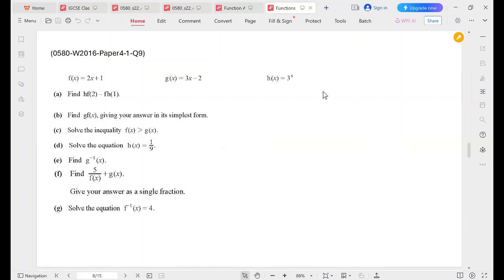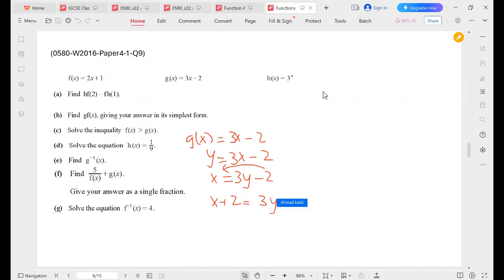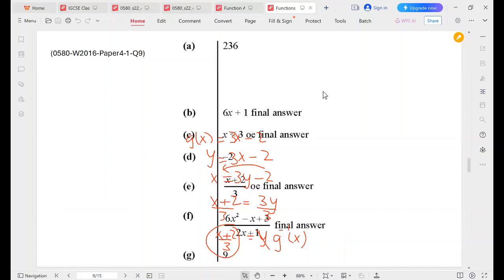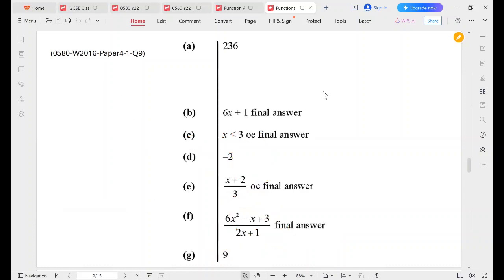In E, we are required to find G inverse of x. So G of x equals 3x minus 2, y equals 3x minus 2, x equals 3y minus 2. We take the 2 to the other side and get x plus 2 equals 3y. And then we divide by 3. So we get y equals x plus 2 over 3 as a final answer. Of course, we can replace y with G inverse of x after we're done. So x plus 2 over 3 is the correct final answer for E.